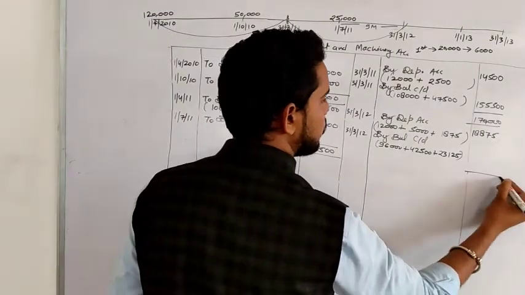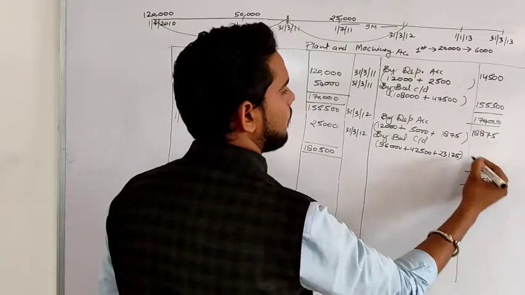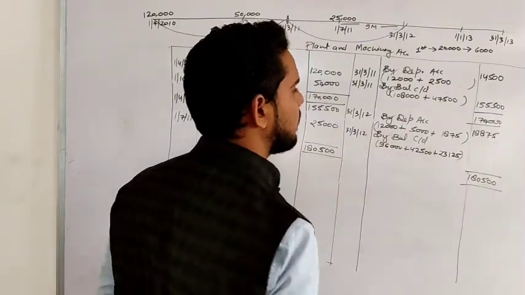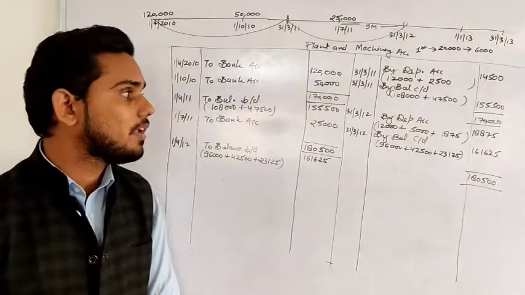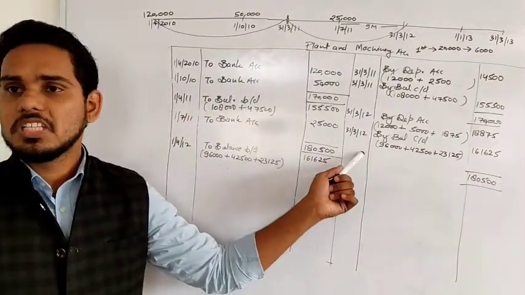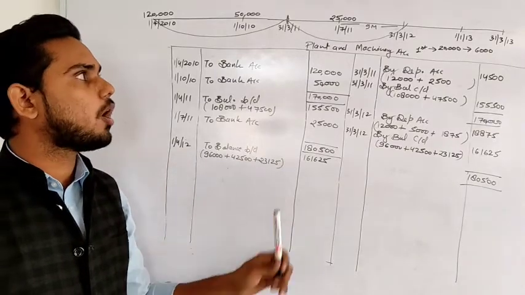So this side should also be 1,80,500. And what will be the closing balance? We can deduct and find. We got the closing value of 1,61,625. We will carry forward this balance in the next year on 1st April 12 as balance brought down.